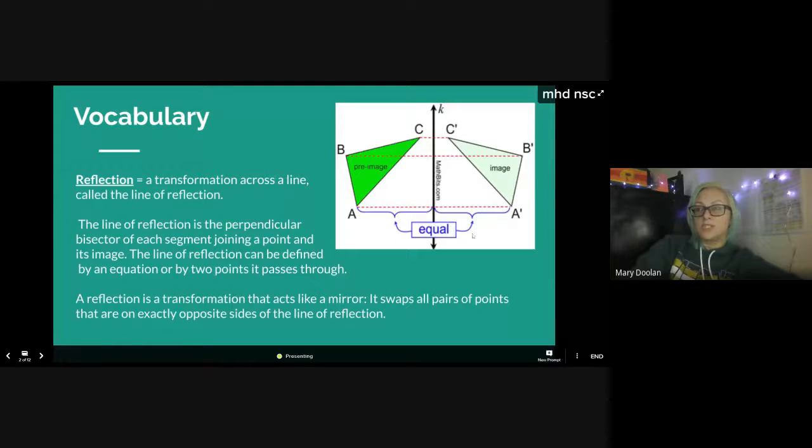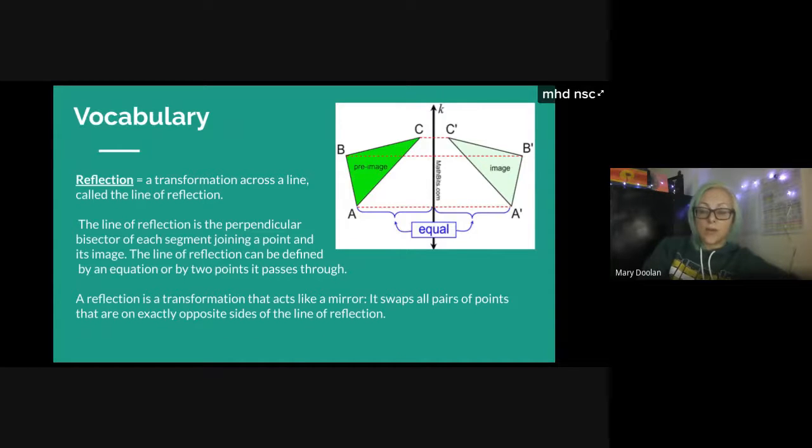This is just a very generic picture that shows you how you would reflect an image across any line. This line can be anything, but we're going to focus on when it's typically the y-axis or the x-axis, or even y equals x, or y equals negative x.